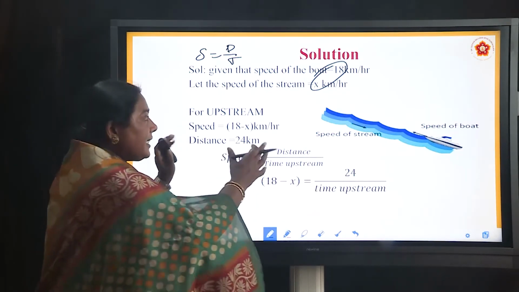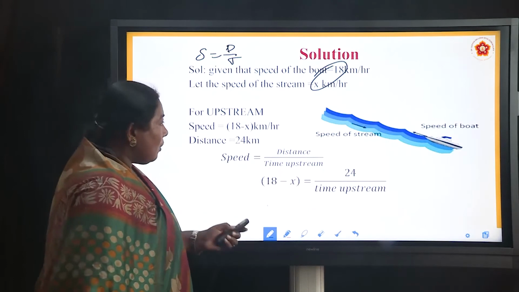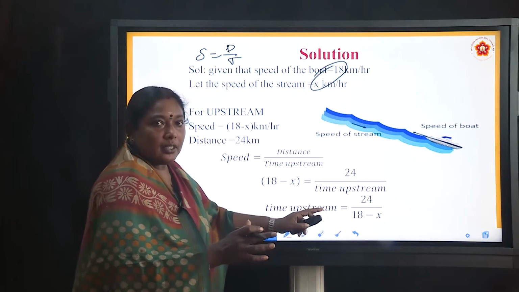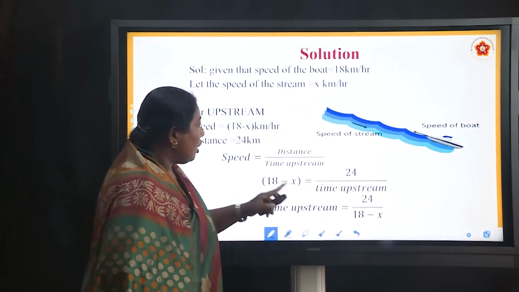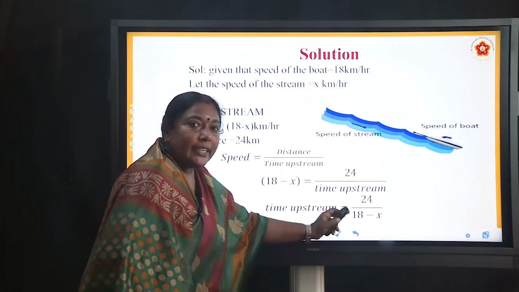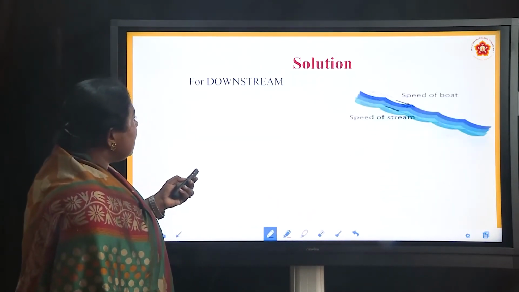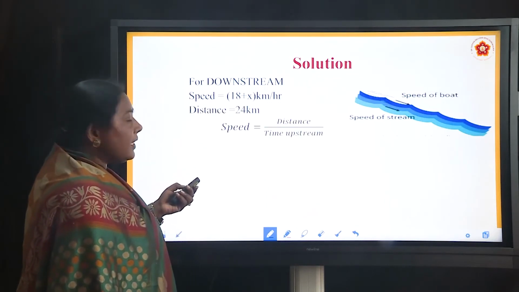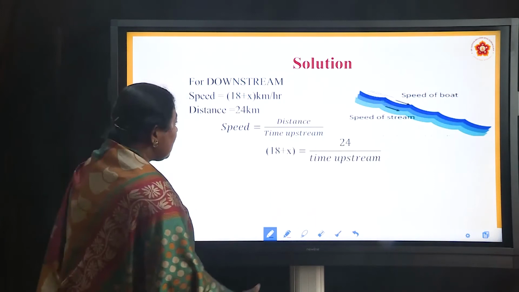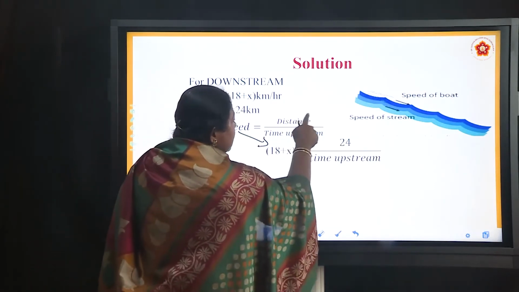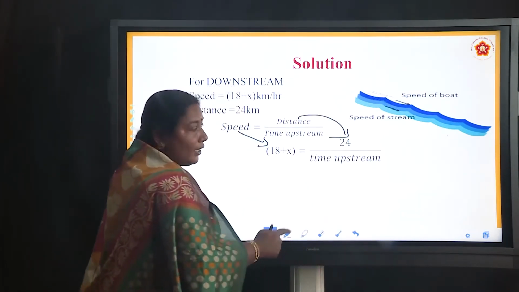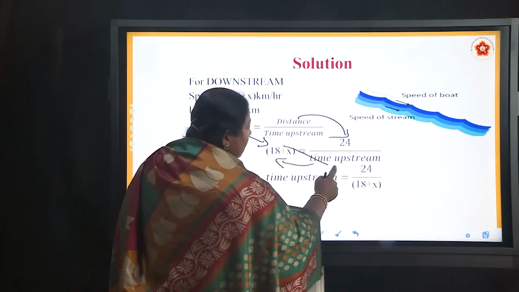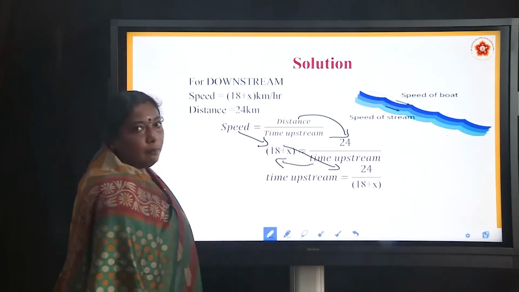Okay. So let us write the same thing for downstream. Downstream means, what will you do? Add both, right? 18 plus x, that's all. Both are going in the same way, so 18 plus x. Distance is 24 kilometers, speed is equal to distance by time. Time, I don't know, keep it as it is. So time upstream, by cross multiplication, 18 minus x goes this side, so 24 by 18 minus x.